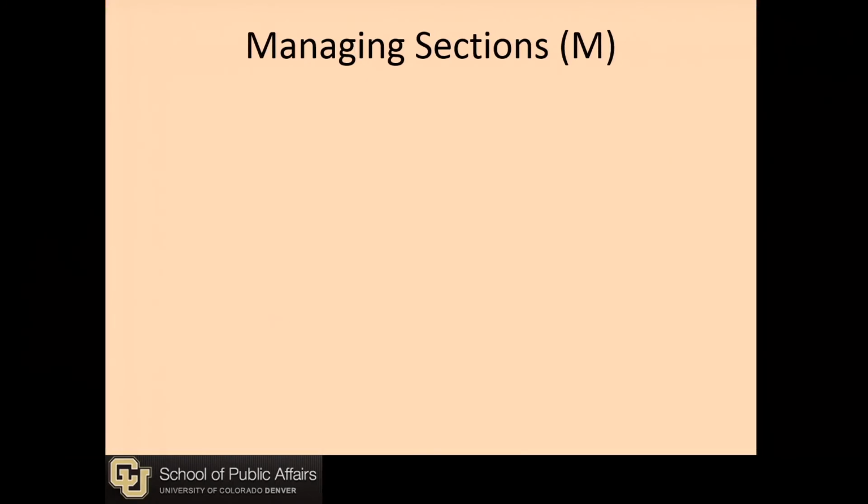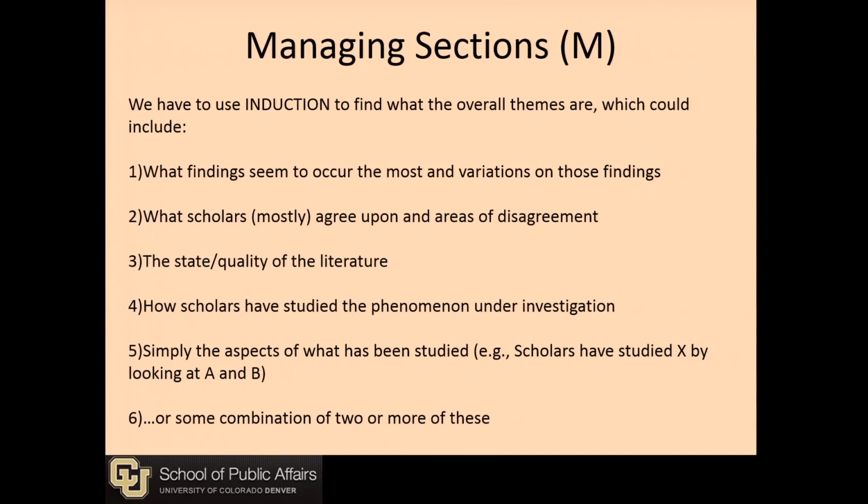So let's talk a little bit about how you get to that main point, which we've been sort of building up toward. We have to use induction in order to find what that main point is, and there are a couple of different ways in which you can do it. The easiest way is just to say what we've been doing before: what findings seem to occur the most, and the variations in those findings. Nice and easy, easy peasy.